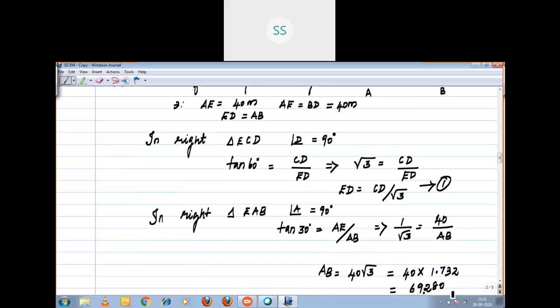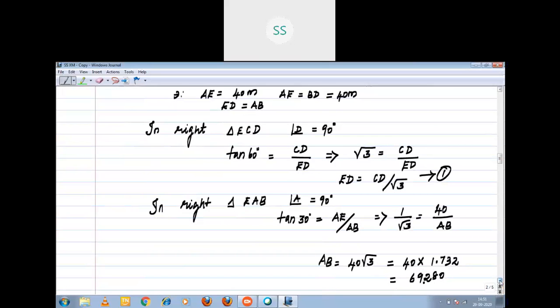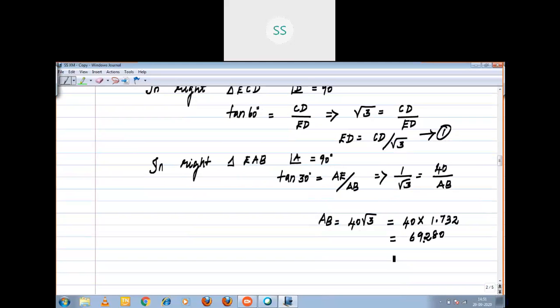69.28 meter. That is the distance between the hill from the ship.